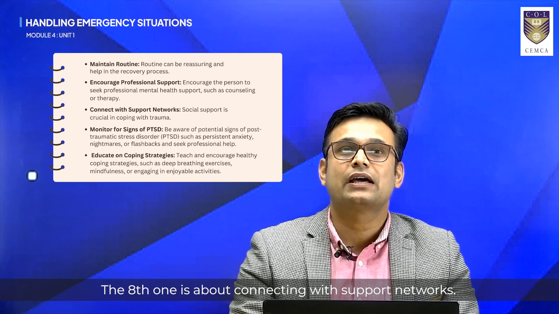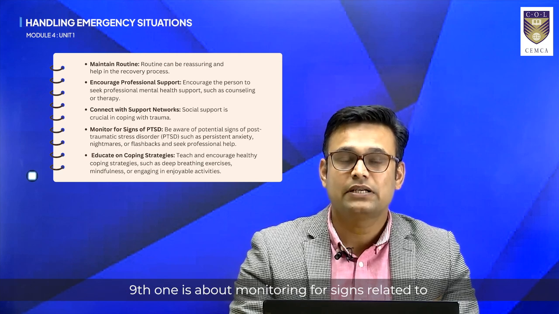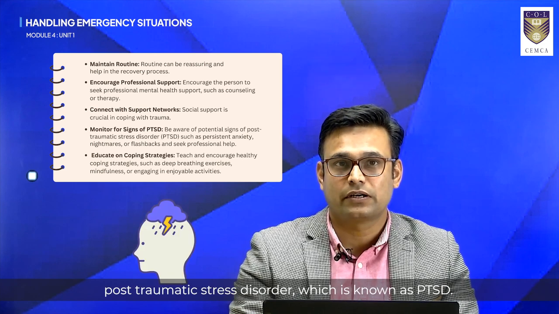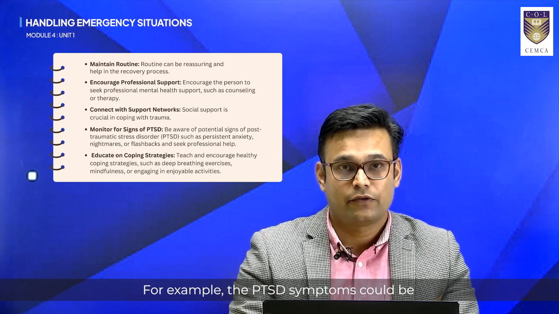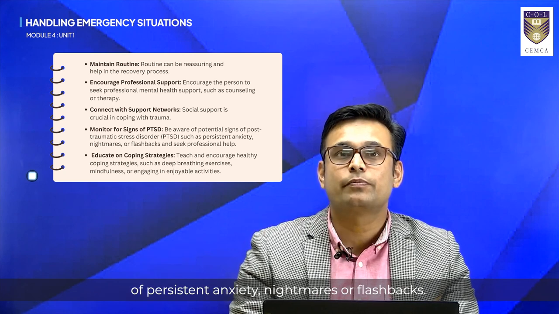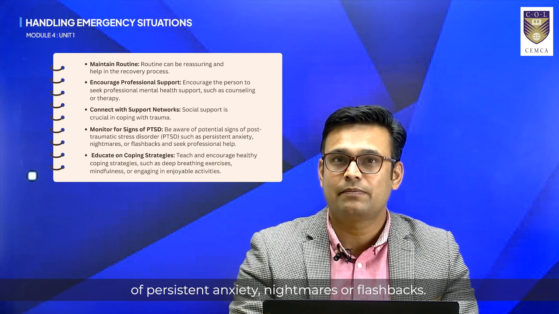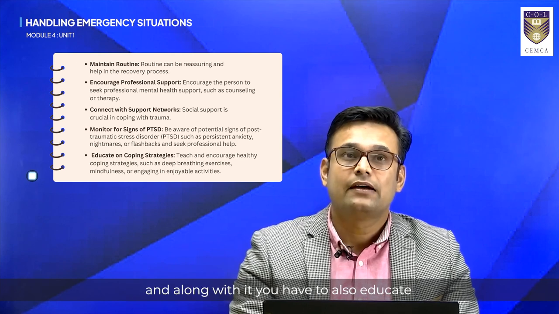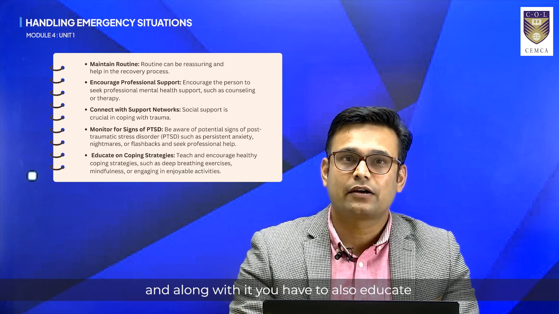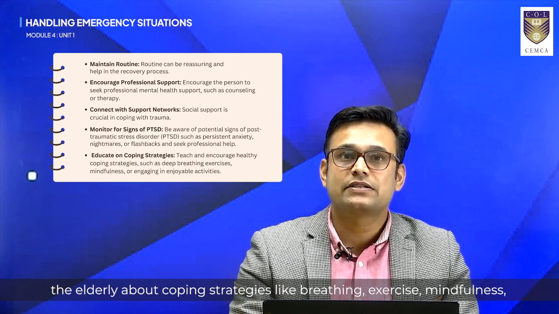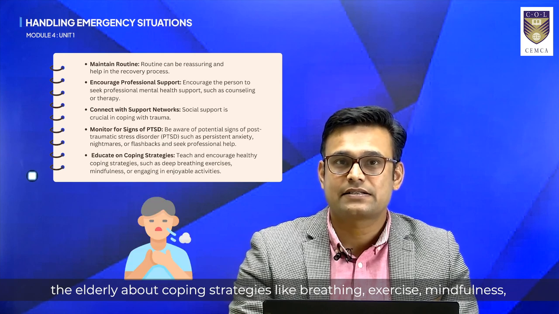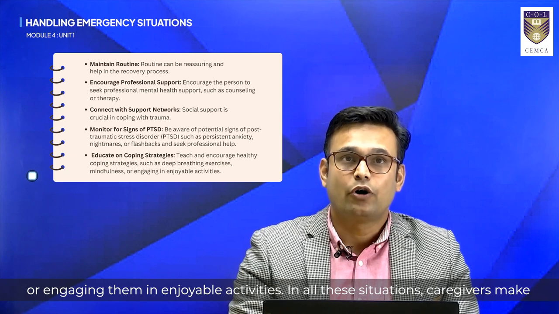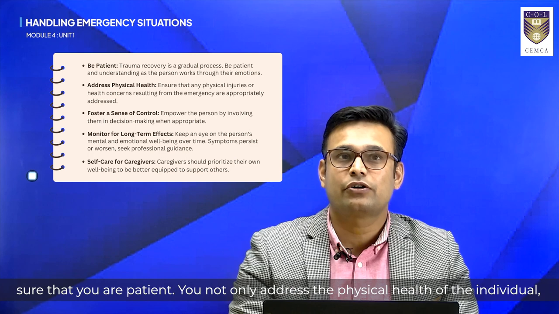The eighth one is connecting with support networks. The ninth one is monitoring for signs of post-traumatic stress disorder, known as PTSD. For example, PTSD symptoms could be persistent anxiety, nightmares, or flashbacks. In this case, you have to seek professional help. Along with that, you also have to educate the elderly about coping strategies like breathing exercises, mindfulness, or engaging them in enjoyable activities. In all these situations, caregivers, make sure that you are patient.